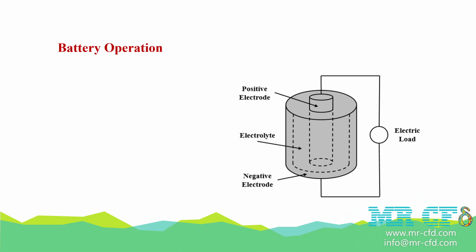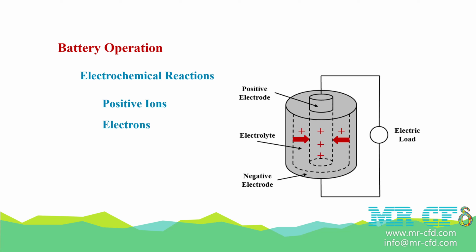We assume that a battery is connected to an electrical load through an external electrical circuit. Electrochemical reactions occur within the electrolyte and electrodes. As a result of these reactions, positive ions are formed and electrons are released. Positive ions conduct through the electrolyte and transfer to the positive electrode. And the released electrons transfer to the negative electrode and conduct through the external electric circuit.